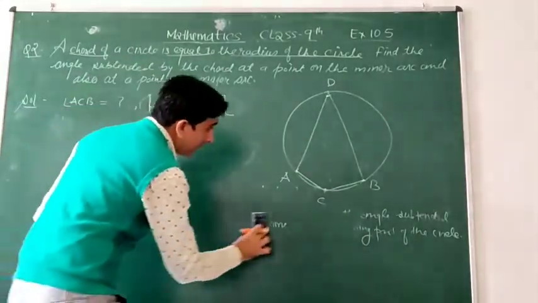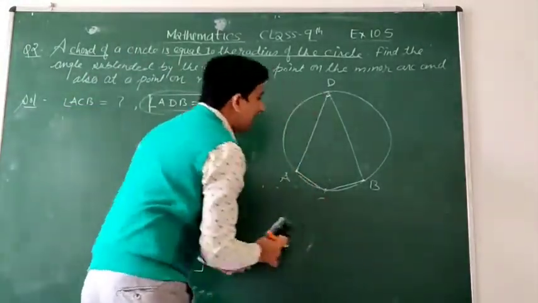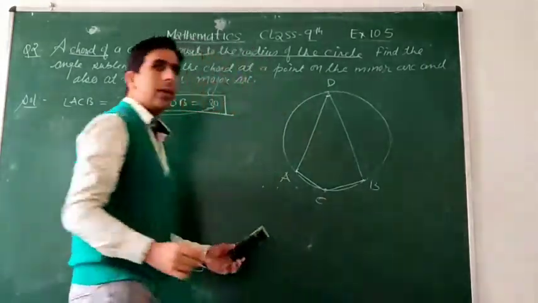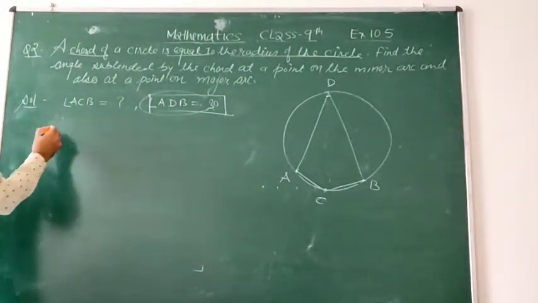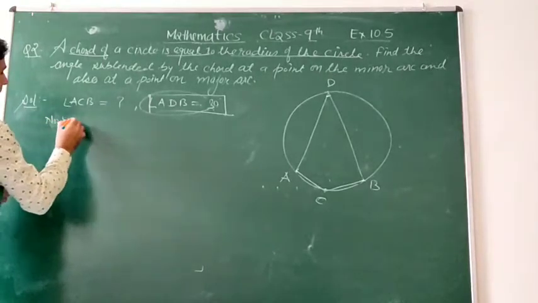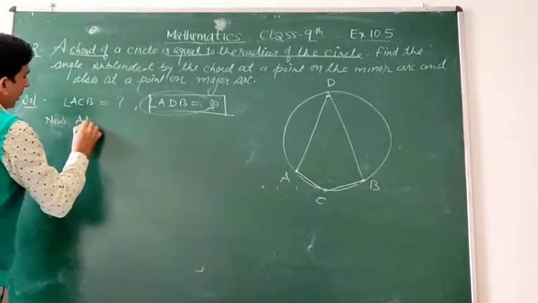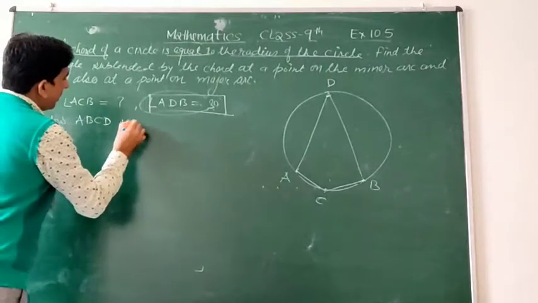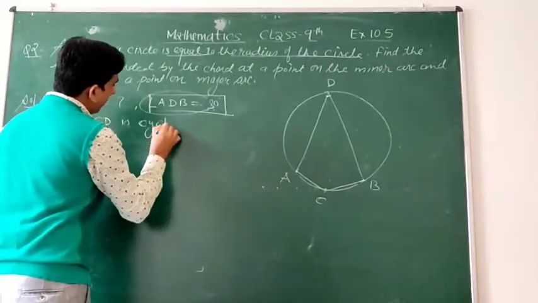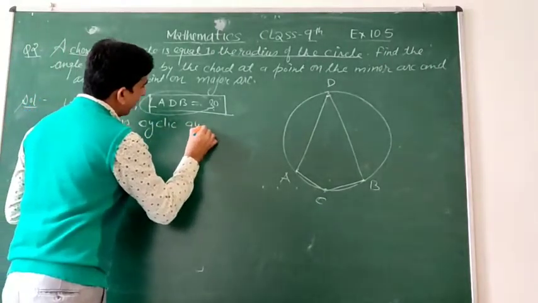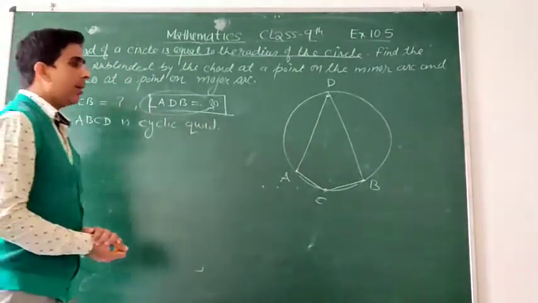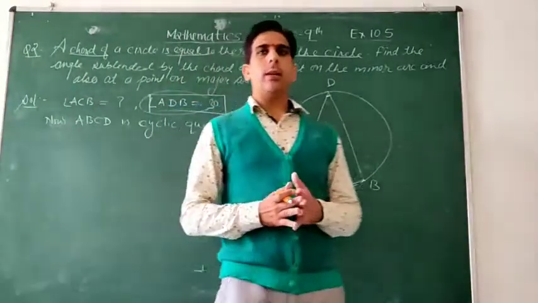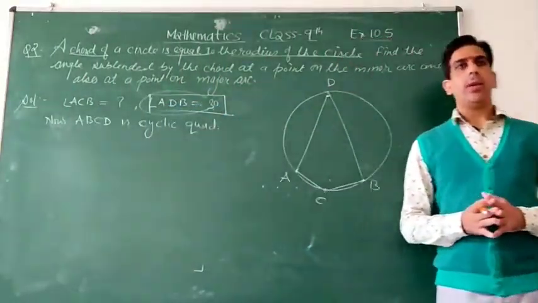In this figure you can see ACBD is a cyclic quadrilateral. Now ABCD is a cyclic quadrilateral, right? And we know that the sum of opposite angles of a cyclic quadrilateral is 180 degrees.